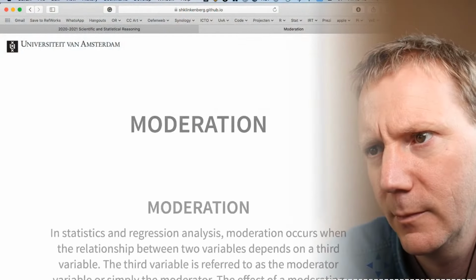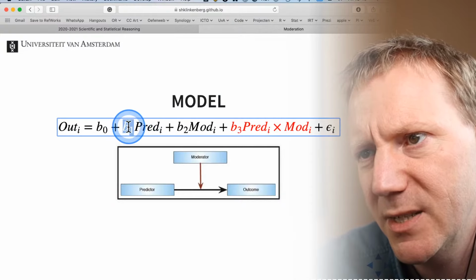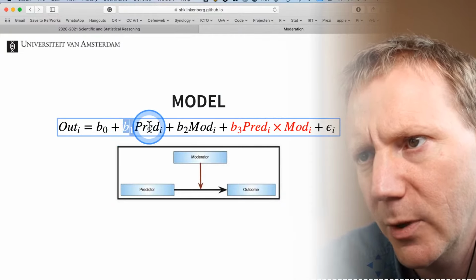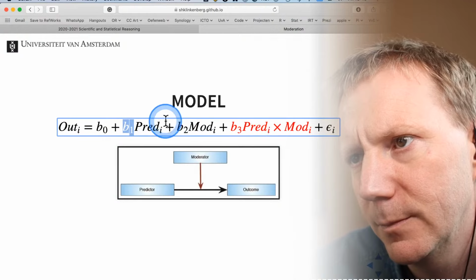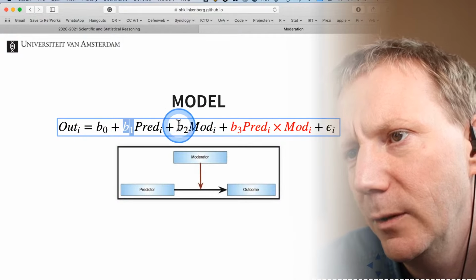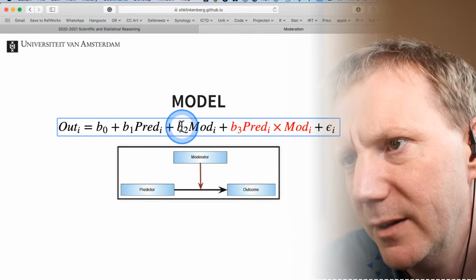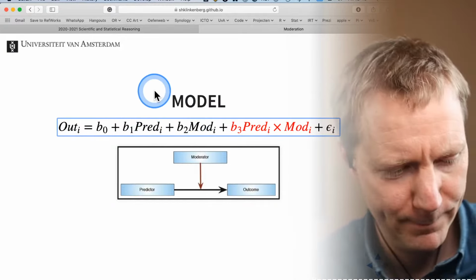So if we go back to the slides. Oh, sorry. This beta coefficient is the slope for the predictor while everything else is put on 0, so at the moderator level of 0. And if you look at the beta coefficient for the moderator, it will be the beta coefficient when the predictor is at 0. Okay. Very good. Good question.